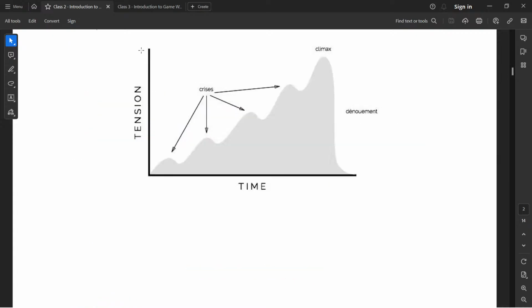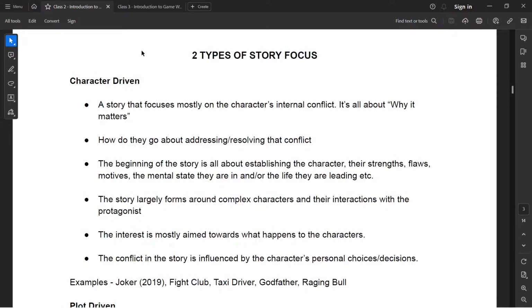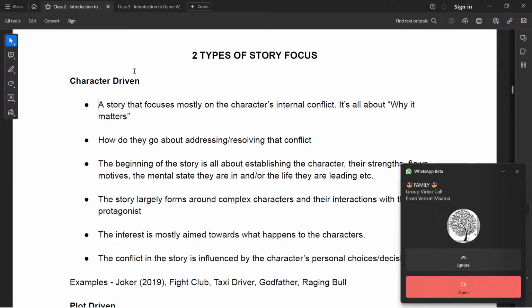But yeah, let's move on to story focus. There are two types of focus. So what is a focus? Focus is what you want the story to be about. There are basically two types. One is character driven. You want a story that mostly focuses on the character's internal conflict. It's all about why it matters. You want to focus on something like that if you're going for a character-driven story.